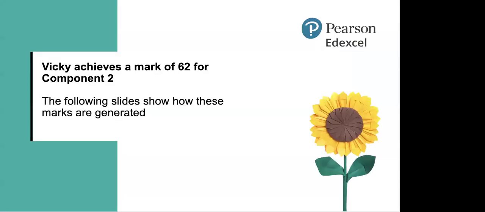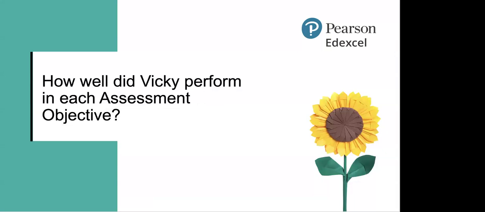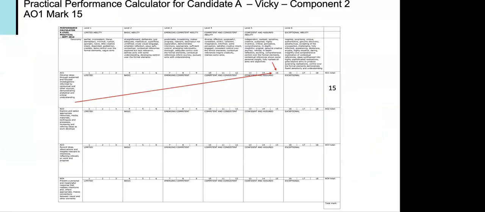So we just look at, so achieves a mark of 62 for component 2. And we're going to look at how they're generated. Now we have a sense of what Vicky was trying to achieve and of the mark that was awarded and standardized by a senior team of examiners. We're going to look at how they're placed on the performance calculator.